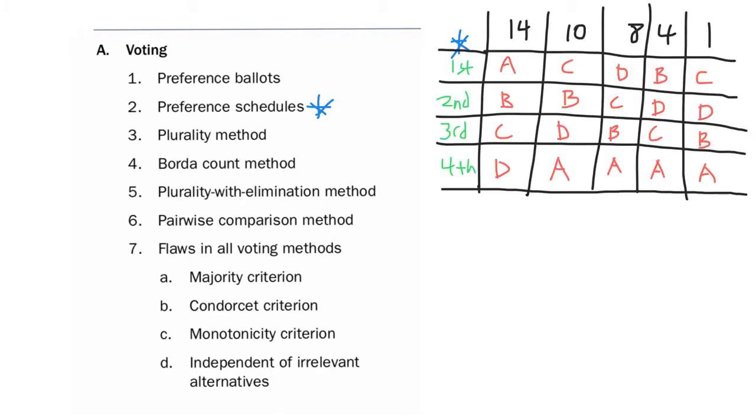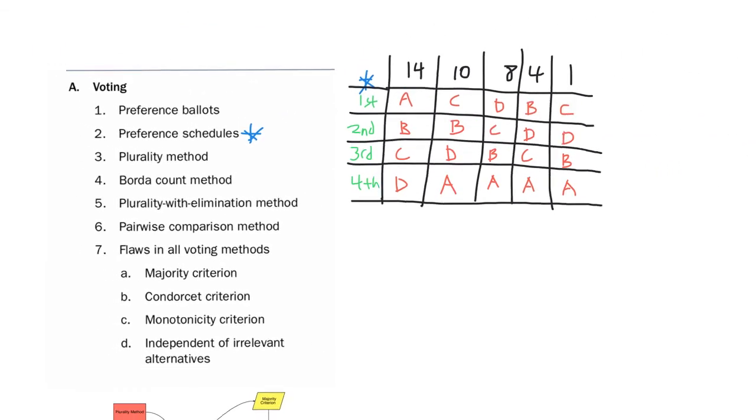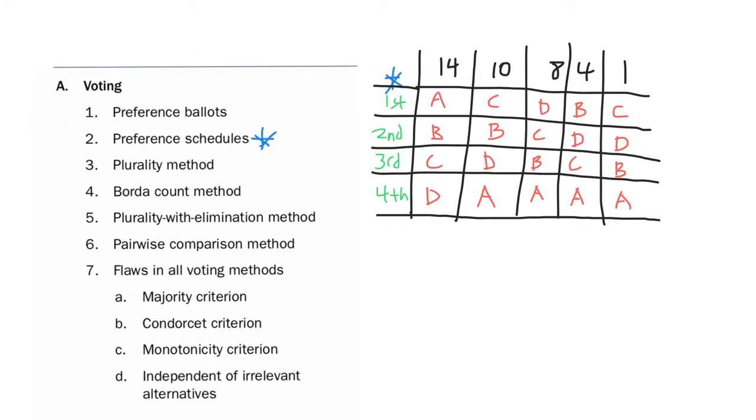So what I have created here is an example of a preference schedule, where essentially you have the voters up top. So it looks like we have how many voters total? 14 plus 10 is 24, plus 8 is 32, plus 4 is 36, plus another one would be 37. So it looks like we have 37 voters.